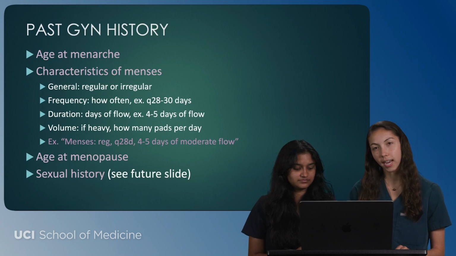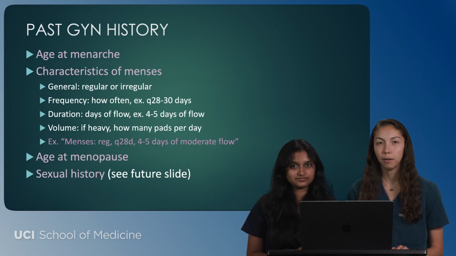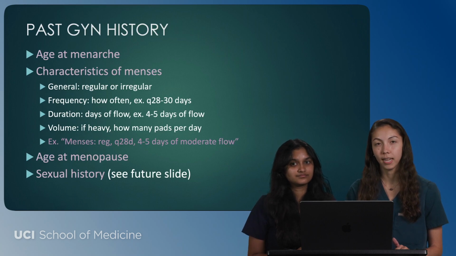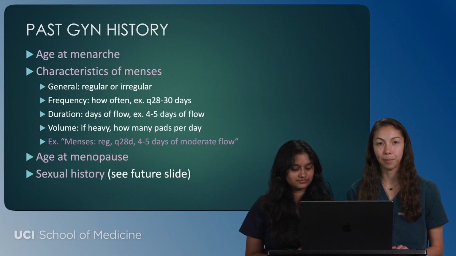And then on the other side of the age spectrum, if a patient is about 50 years or older, you might want to start asking if they've hit menopause. And that's basically finding out if they haven't had a period for at least 12 months of time.